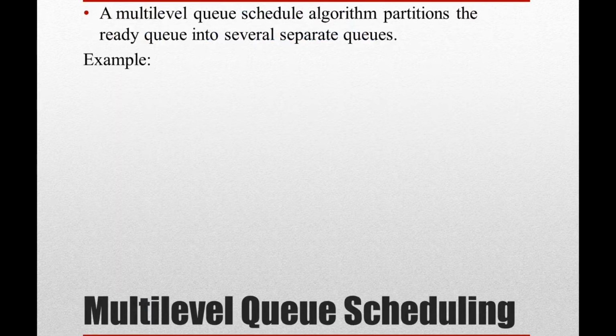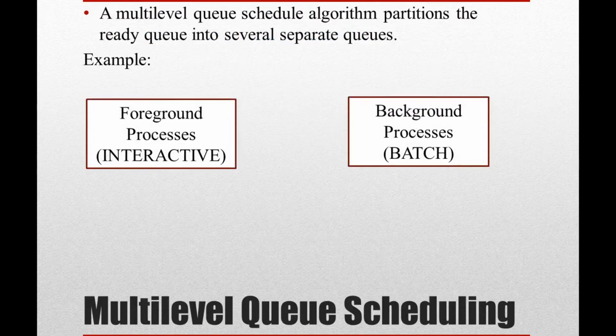A common division is foreground and background processes. The foreground processes, from the name itself, run in the foreground with direct interaction with the user. So these processes need to be quick and interactive. The background processes run in the background and may not be in direct interaction with the user. So these processes may not have to be as fast as the foreground processes.